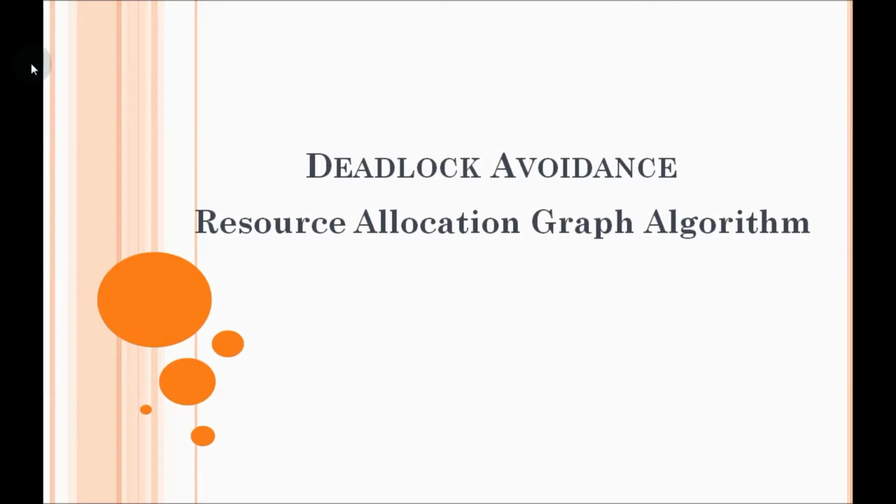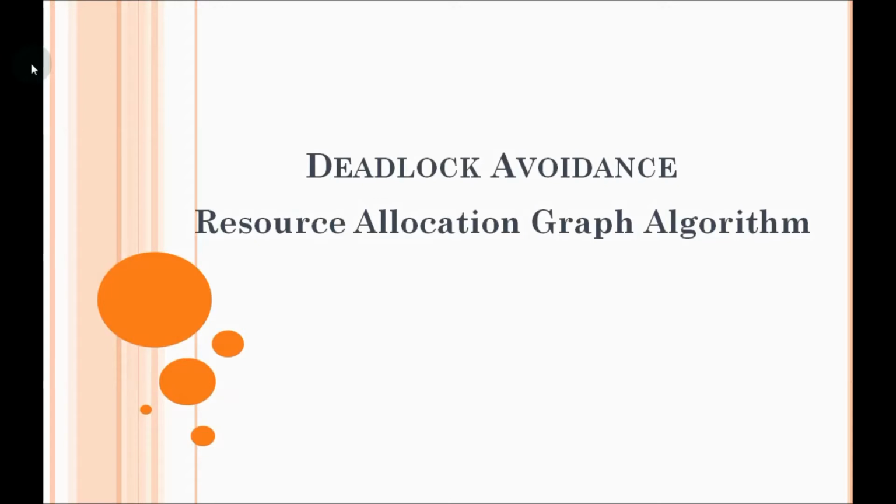So now, what is the single instances of a resource type? Single instances of a resource type means, if you consider your resource as a printer, then you should have only one printer. Suppose if your resource is a hard disk, then you should have only one hard disk. So if there is only single instances of the resource type, then only you can use resource allocation graph algorithm. Otherwise you can't use resource allocation graph algorithm if you have multiple instances.